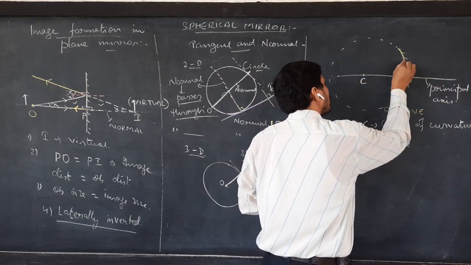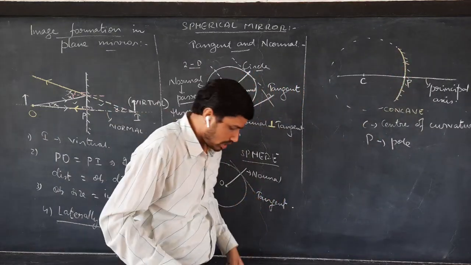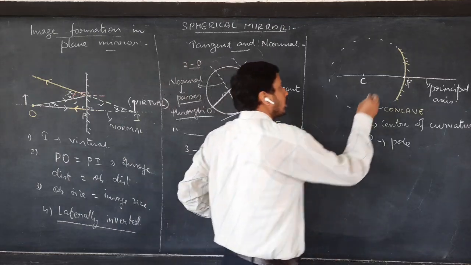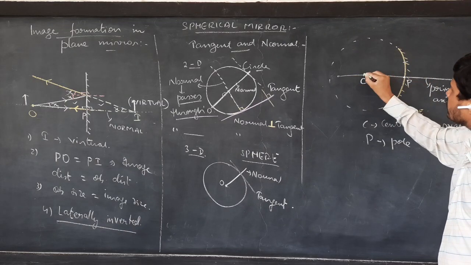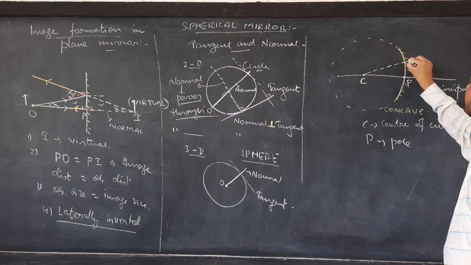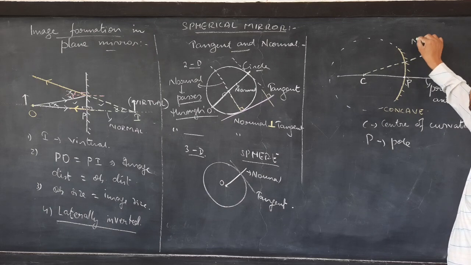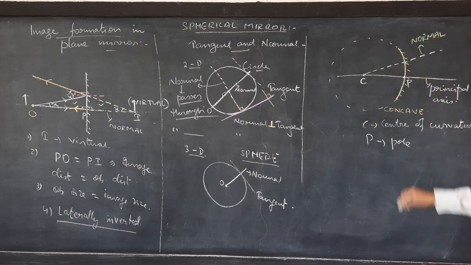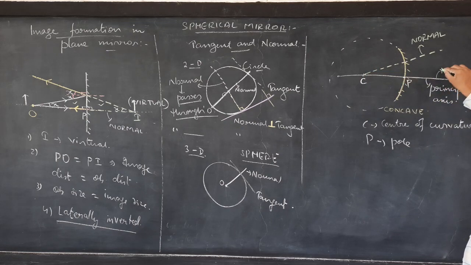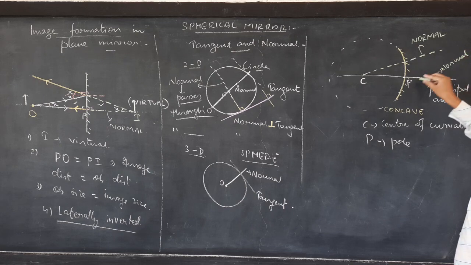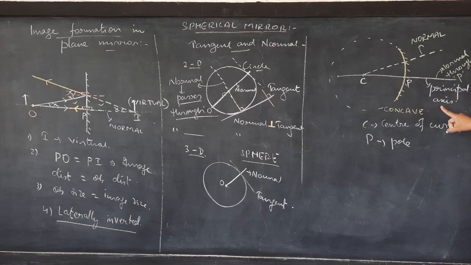Now suppose I choose one point over here, and at that point I wish to draw the normal. So as per this discussion, what should we do? Where is the center of this sphere? Here. If I join this point to the center, then the line which I get is nothing but the normal. Am I clear, students? If I take a point over here, then this line will be the normal. If I choose this point, then this line itself is the normal. So the principal axis is also one normal. Which normal? That normal which passes through the pole of the mirror. So the principal axis is a line which is normal to the concave mirror passing through its pole. Is this clear?